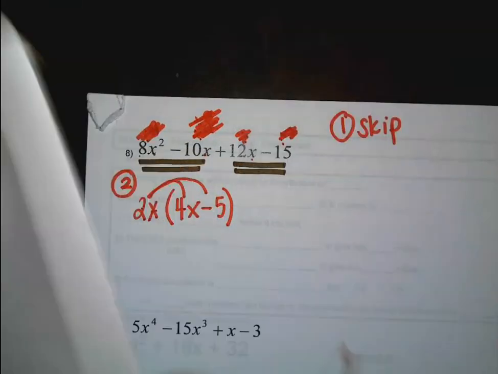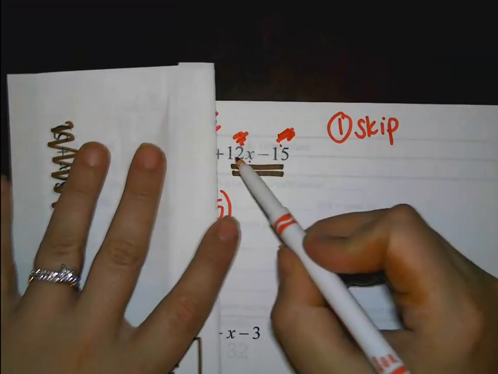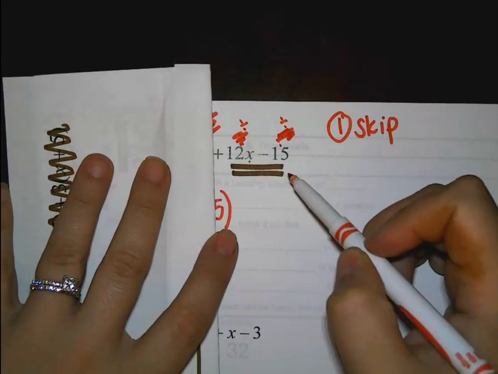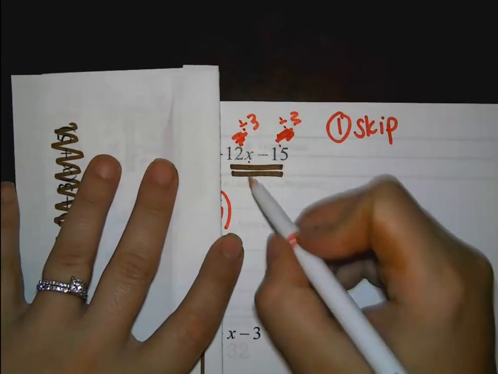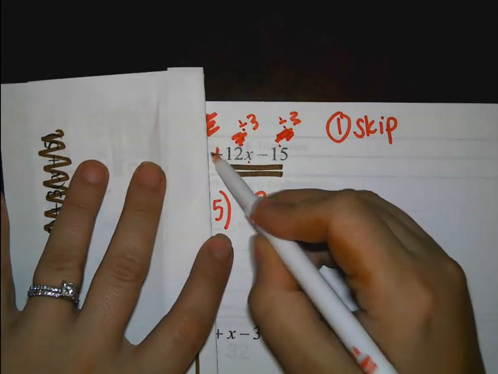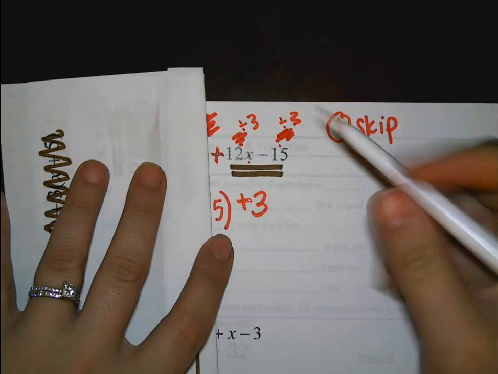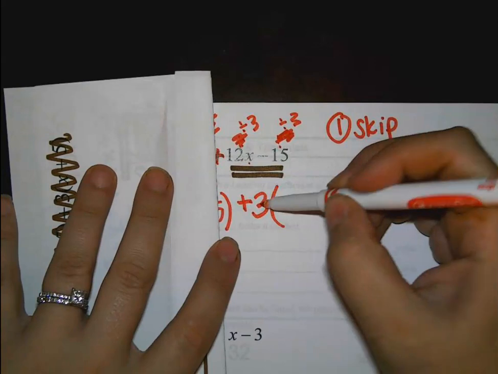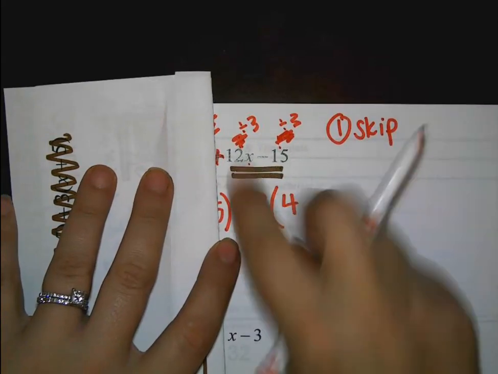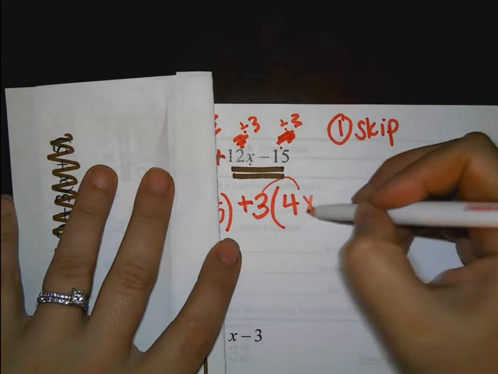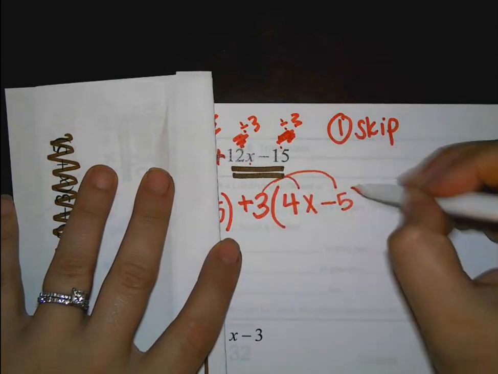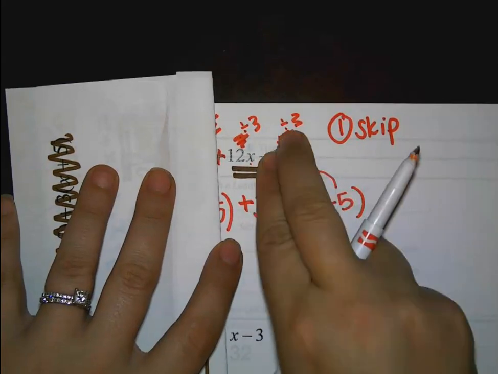Now I'm going to come over here and I'm going to do these two here. So what can divide into 12 and 15? Well, 3 can. So that's how I know to put a 3. And because this one is positive, I'm going to put a plus there. And then they both don't have x's in common, so I'm just going to put a 3. So then 3 times 4 is 12. And then I need an x, so these two will multiply to get that. Now 3 times -5 is -15.